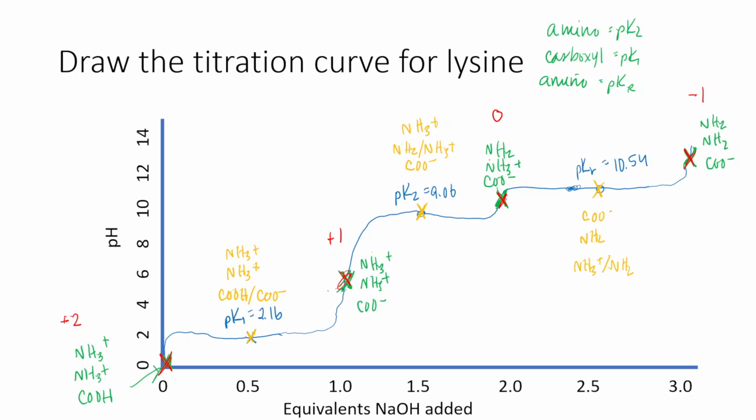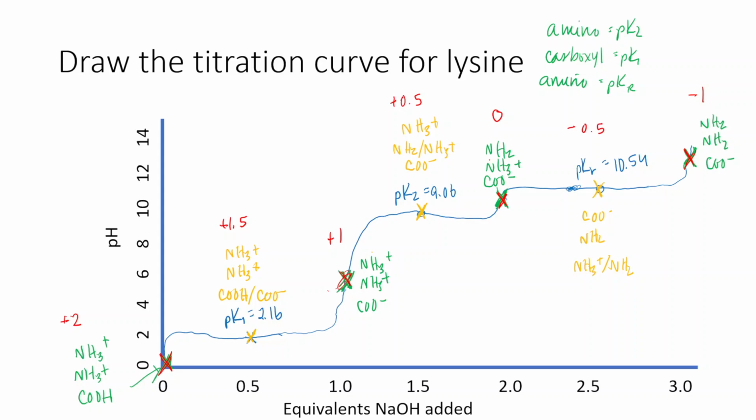So at the first half equivalence point, we're halfway between +2 and +1, we're at +1.5. At our 1.5 equivalence point, we're halfway between +1 and 0, we're at +1/2. And at our 2.5 equivalence point, we're halfway between 0 and -1, so we're at -1/2.